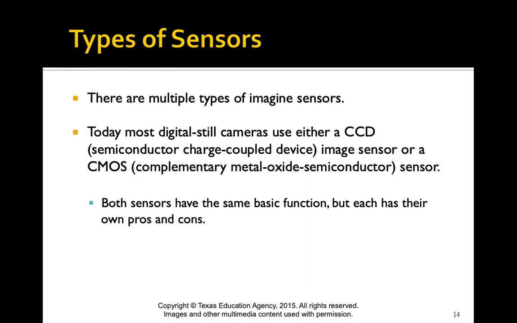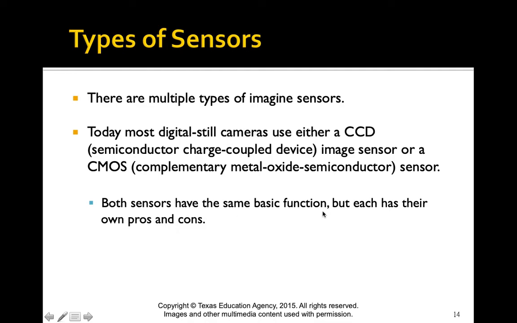There are multiple types of image sensors. Today, most of them use either a CCD, which is semiconductor charge coupled device. You won't have to know that for the test. Or an image sensor, CMOS, complementary metal oxide semiconductor sensor. You won't have to know that either. I'm just saying. But they use digital things inside.